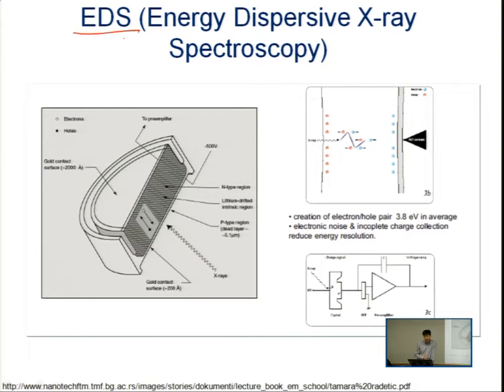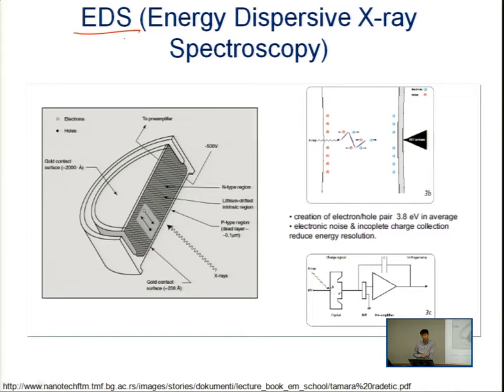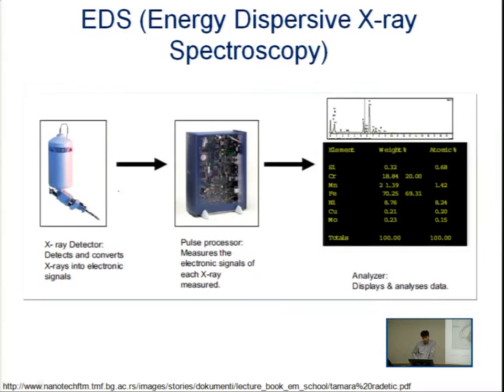And EDS is energy dispersive X-ray spectroscopy. Using this, we can identify the elemental composition of your sample. When X-rays hit the detector, it generates carriers, and then it converts them to electrical signals.